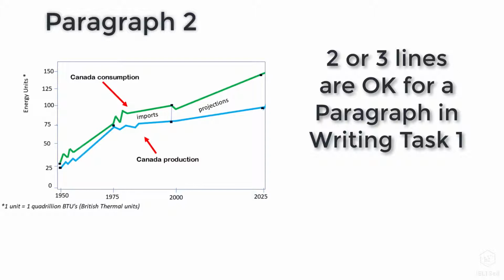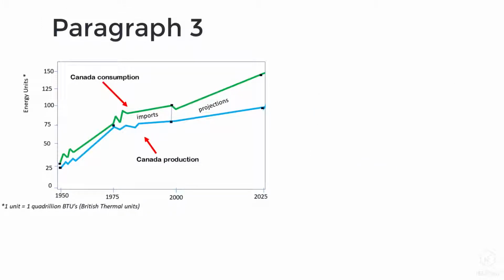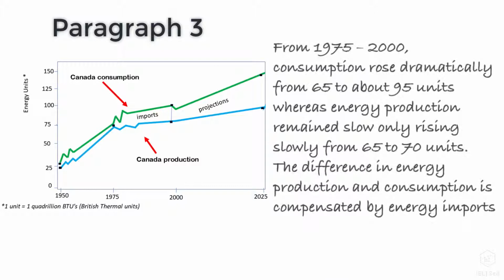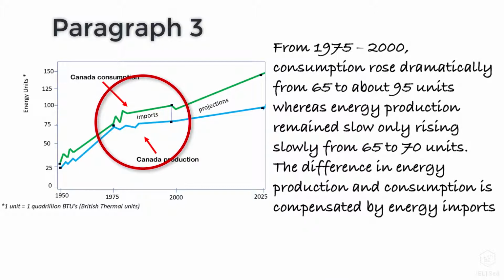Let's move on to paragraph 3. And we'll follow the same style here. Talk about the date, what's the main event happening, make comparisons, and report the data. From 1975 to 2000, consumption rose dramatically from 65 to about 95 units, whereas energy production remained slow, only rising from 65 to 70 units. The difference in energy production and consumption is compensated by energy imports.